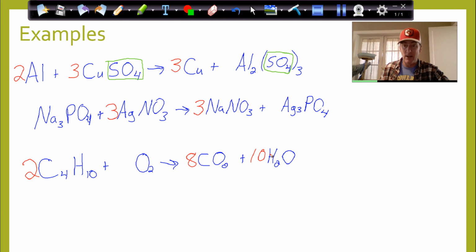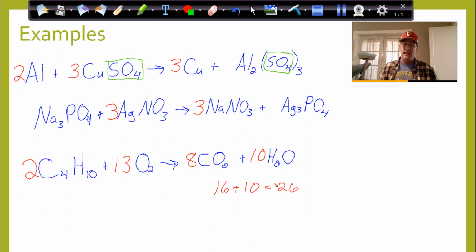Again, I'm saving that oxygen for the last part. So now I look at my total. 8 times 2 is 16. 10 times 1 is 10. So that's 26 oxygens. So what do I need to put here? Well, it's double what it was. It was 6.5 before. Now it's 13. 13 times 2 is 26.